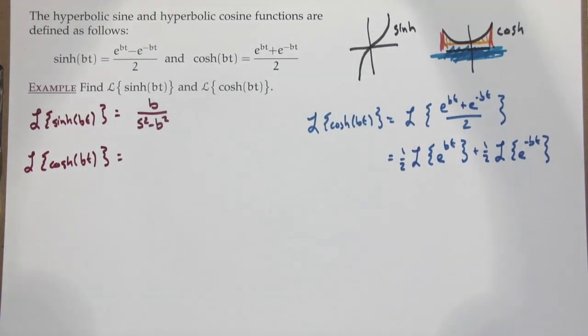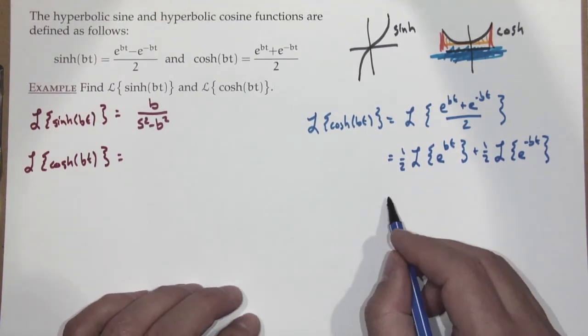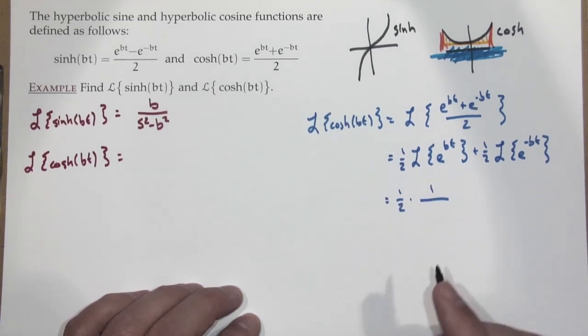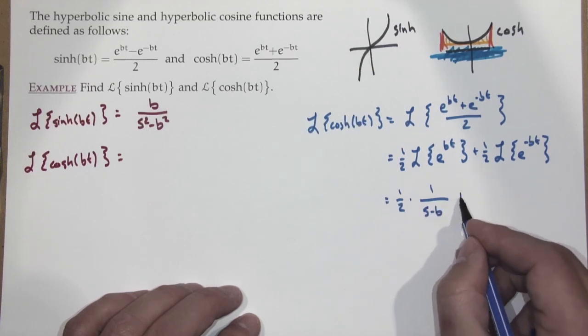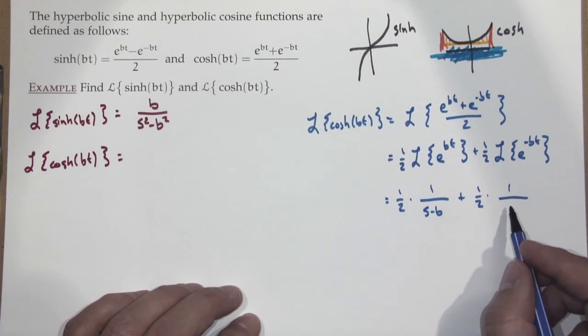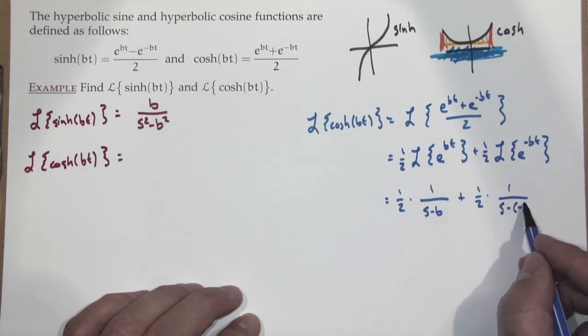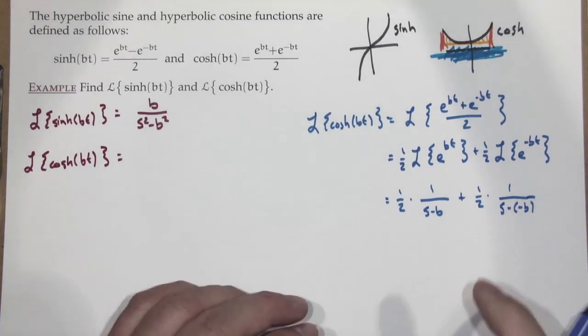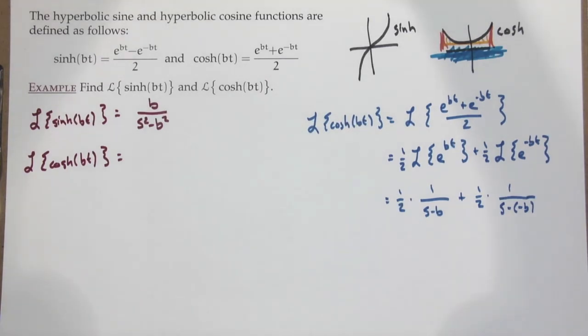Now, why does that make it useful? Well, do we know how to take the Laplace transform of e to the bt? Yes, it's 1 over s minus b, plus 1/2, and here 1 over s plus b, you can think of it as s minus a minus b. So it's 1 over s minus b, 1 over s plus b, and there's a half in there. Well, putting on our algebra hats, because we're doing a lot of algebra here, if we wanted to put these together, what would we want to do?